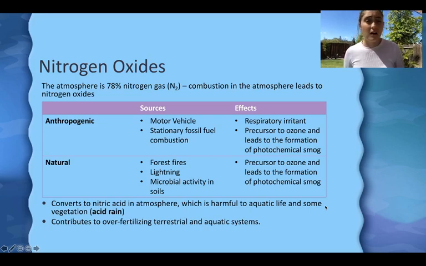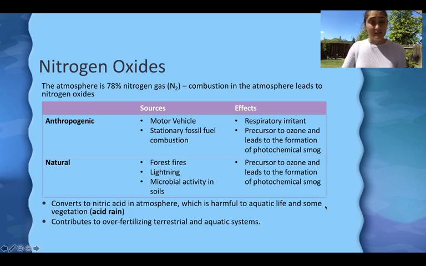Similar types of effects: you're going to get respiratory irritation, and potential ozone formation and photochemical smog. We'll get into what ozone formation is and photochemical smog, and why that's a bad thing, in just a bit. Again, it's a precursor to ozone, which leads to the formation of photochemical smog. We also see this contributing to acid rain, because it can convert to nitric acid. So both sulfuric and nitric acid can contribute to acid rain, and we know the negative effects of that.